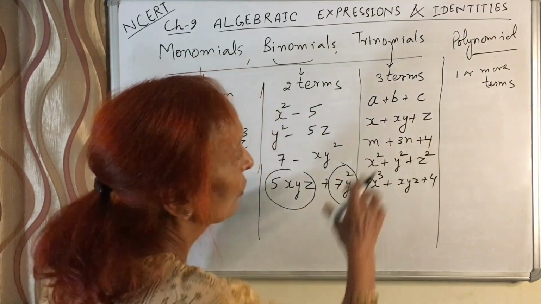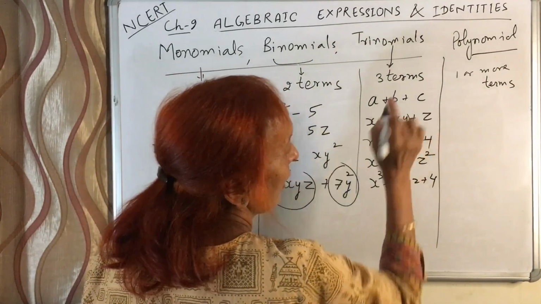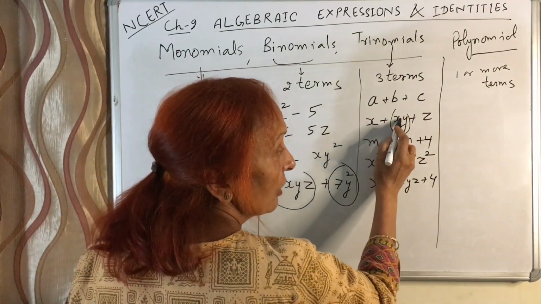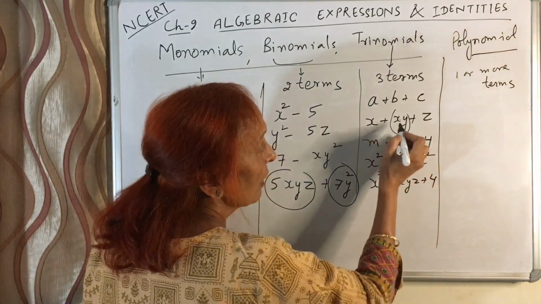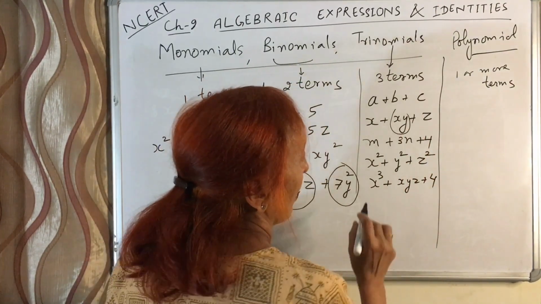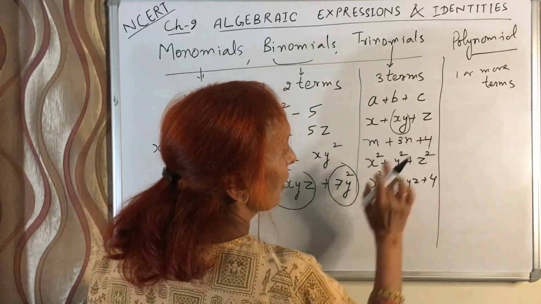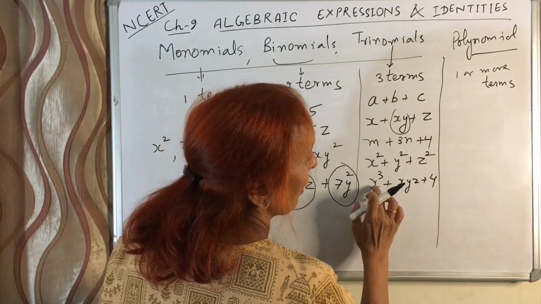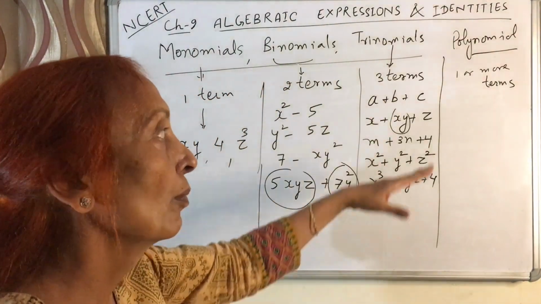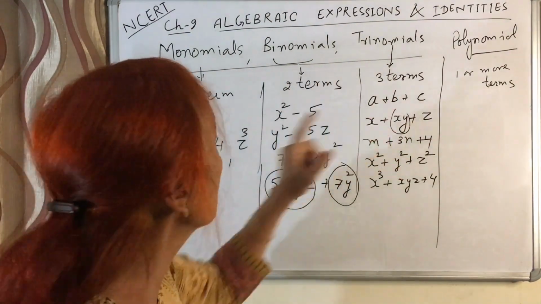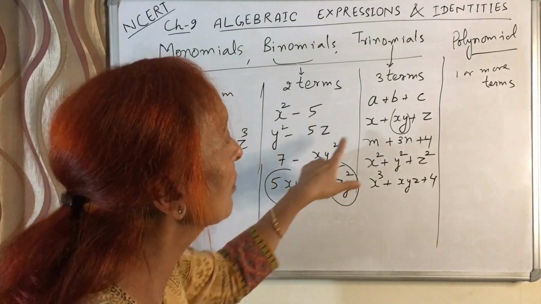xy is one term. Multiplication does not separate the terms. Okay, this is one term. So 1, 2, 3. These are all trinomials. All these are polynomials having one term, having two terms, having three terms.